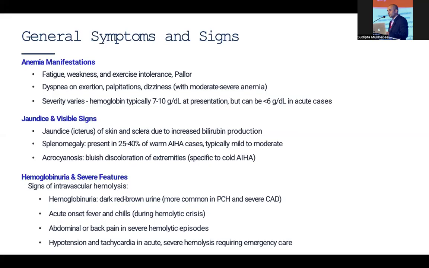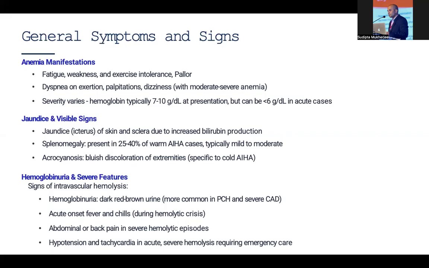They usually present with jaundice of skin and sclera because of increased bilirubin production, and splenomegaly because that's the site for the warm variety. In 40% of cases you can get a splenomegaly, which is mild to moderate. And in case of the cold variety, you can get acrocyanosis with blue coloration of the extremities. There will be associated hemoglobinuria and signs of intravascular hemolysis.